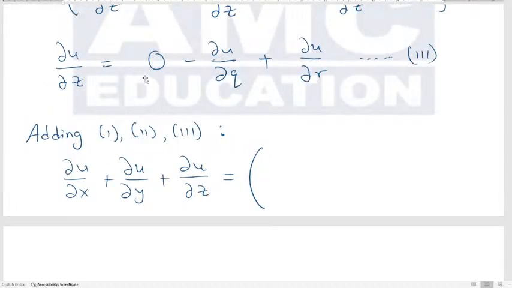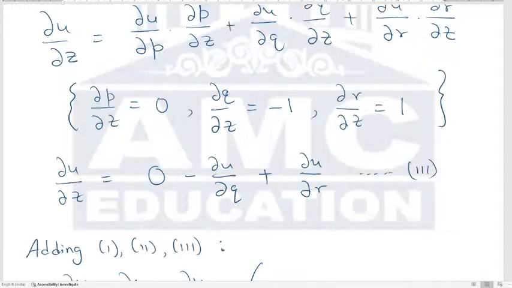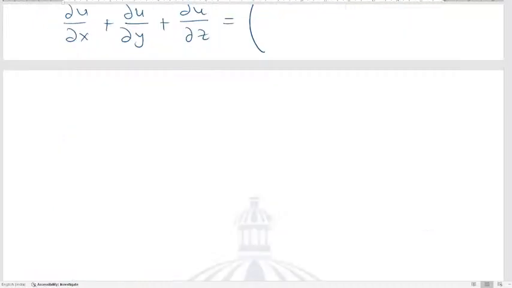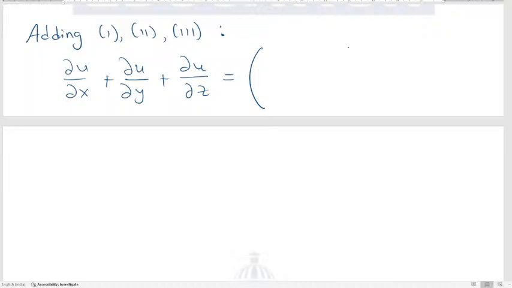Oops, yeah, what's happening? Oops, my bad. Okay, so what was that? ∂u/∂p minus ∂u/∂r, right? Yes, ∂u/∂p minus ∂u/∂r. Correct?